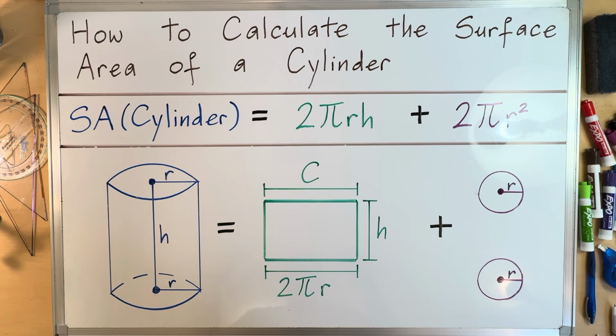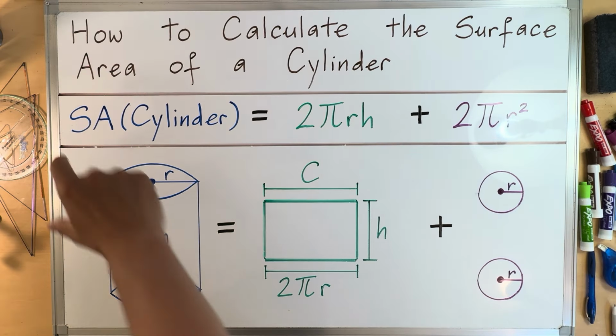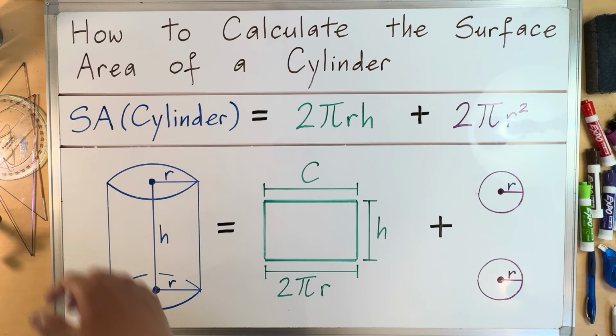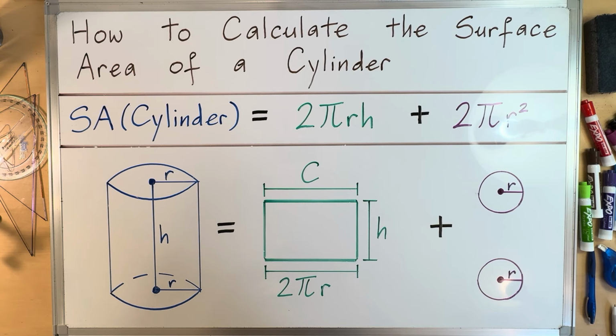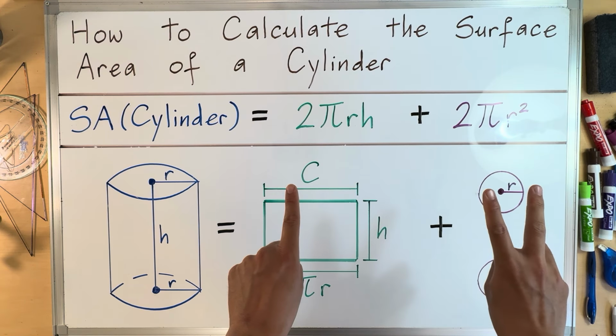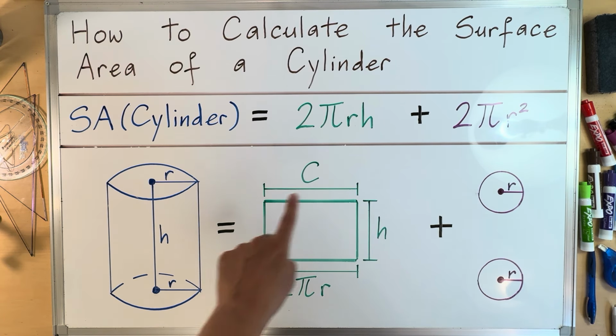Today, we will be discussing how to calculate the surface area of a cylinder. This right here is the formula that we are going to use in order to calculate the surface area of a cylinder. The reason why the formula looks like this is because the surface area of a cylinder is basically the area of one rectangle plus the area of two circles. So the rectangle is right here and the two circles are right over here.